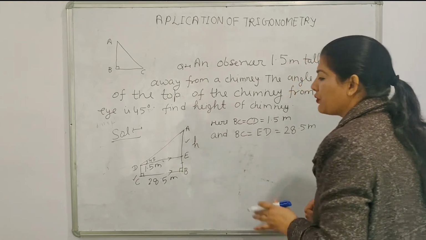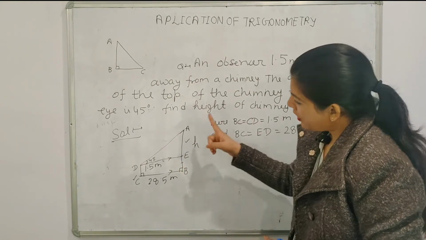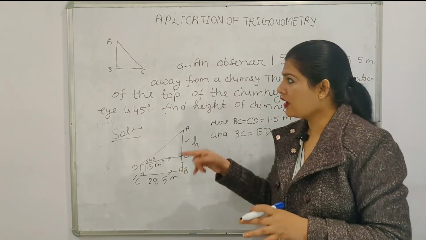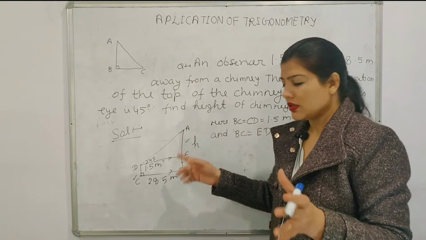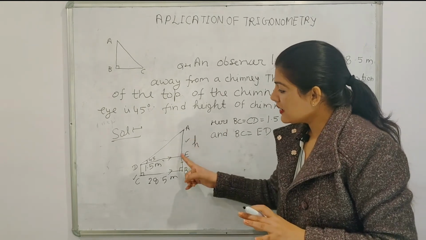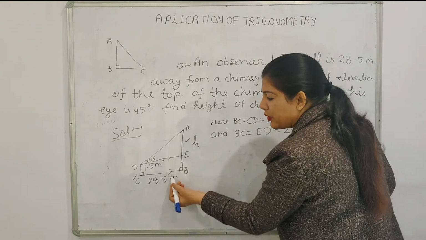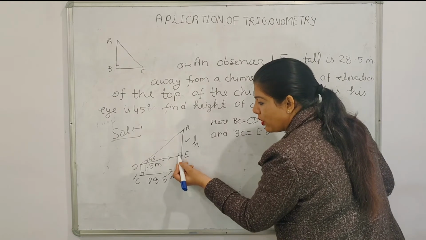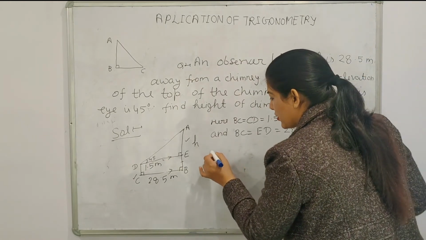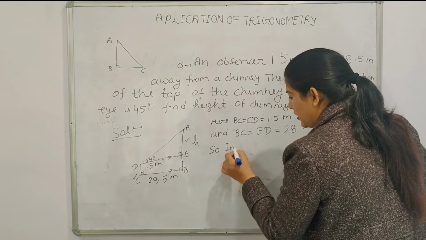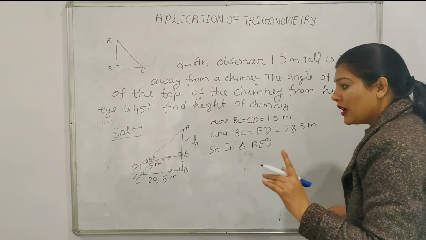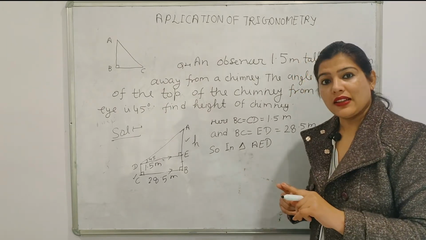So to find H, we have to find AE first. Now look at the triangle AED. Is this a right angle triangle? Can we apply sine theta, cos theta or tan theta, whatever according to our need? Yes, this is right, because this line is parallel to this, and here the angle is 90 degrees. So the angle AED is the right angle. So in triangle AED, what should we apply? Sine theta, cos theta, or tan theta?